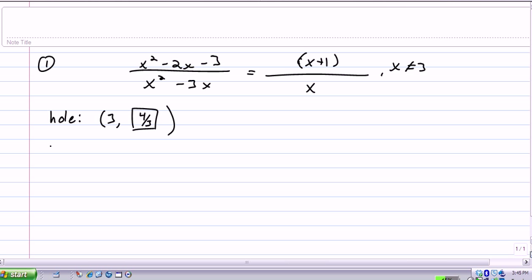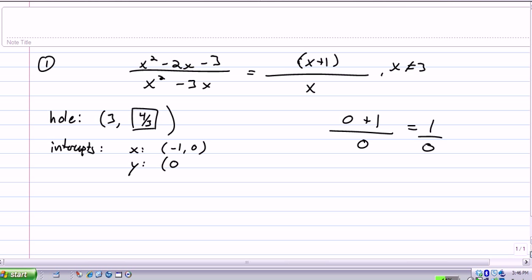Now we're going to look for our intercepts. So the x-intercept, those are the zeros of the numerator. Well, that's -1, 0. The y-intercept, well, what happens when you plug 0 in for x? If x is 0, you get 0 plus 1 over 0, which is 1 divided by 0. 1 divided by 0 is, oh no, it's undefined. So there is no y-intercept. This is undefined, 0, comma, undefined, meaning no y-intercept.